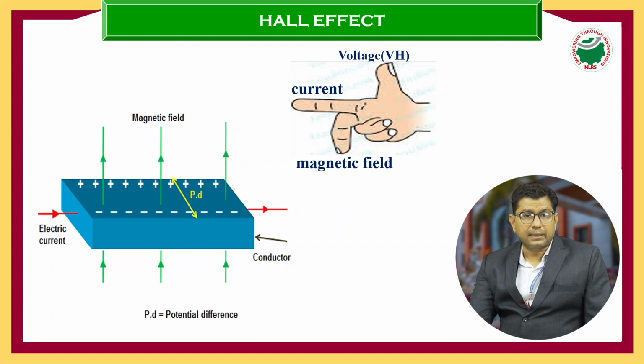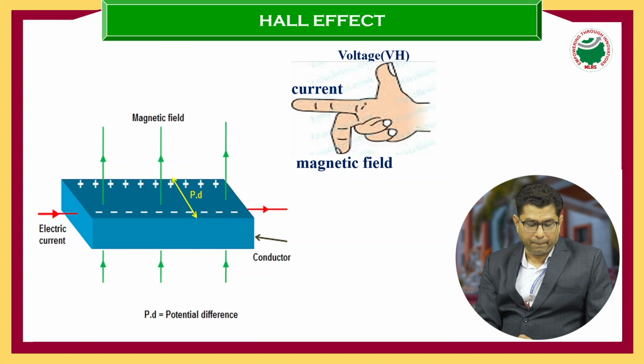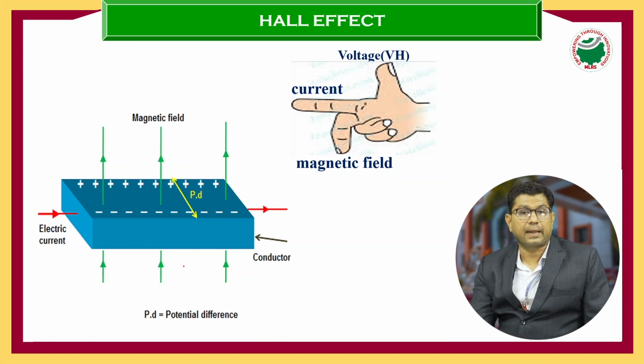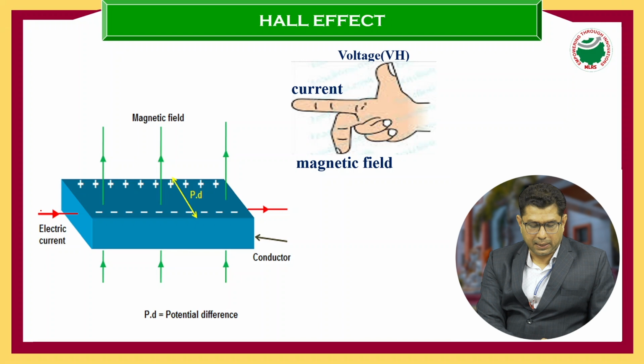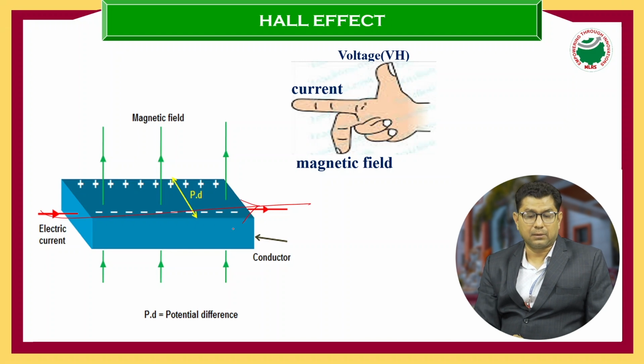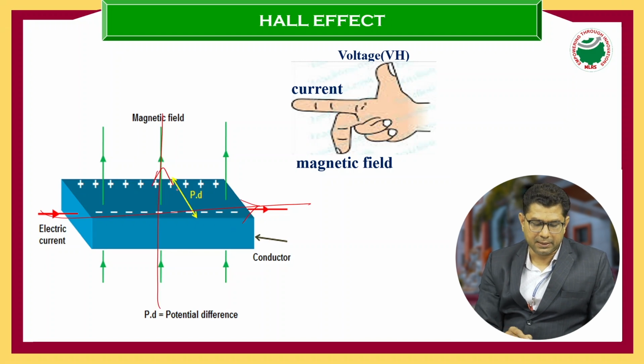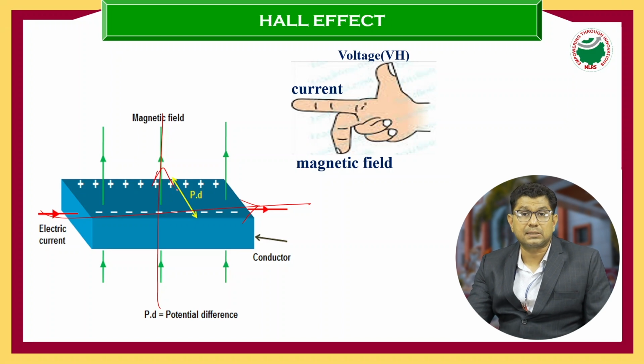When a magnetic field is applied perpendicular to a current carrying conductor, suppose the current is flowing in this direction and the magnetic field is applied in this direction, then a voltage is developed in a direction perpendicular to both current and magnetic field. This effect is known as the Hall effect. This was discovered by Edwin Hall in 1879.